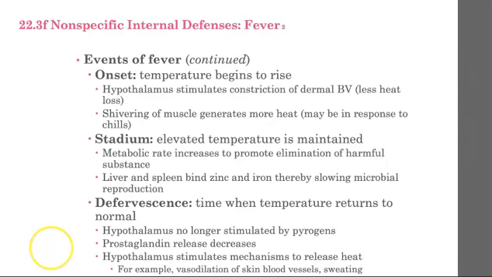Our hypothalamus, it doesn't have the pyrogen stimulating it anymore. The prostaglandin release decreases, and our hypothalamus stimulates mechanisms to release heat. And an example of this is when our vasodilation of the skin, blood vessels, or sweating takes place.